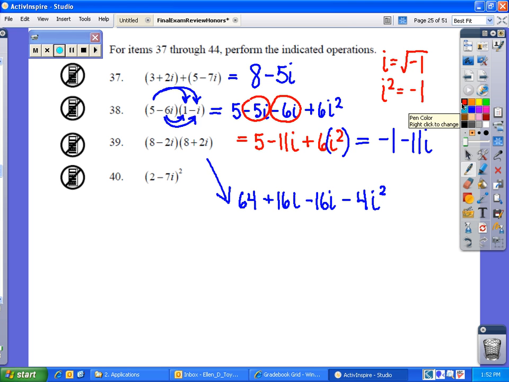Notice, because these two binomials were the same but with different signs inside, the two inner terms drop out, and we just get 64 minus 4 times negative 1, which equals 64 plus 4 is 68.